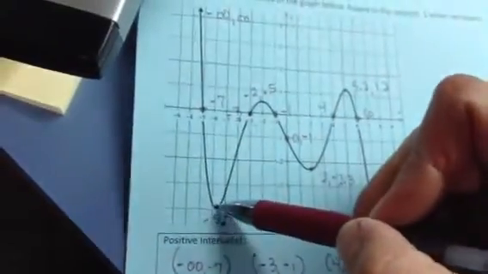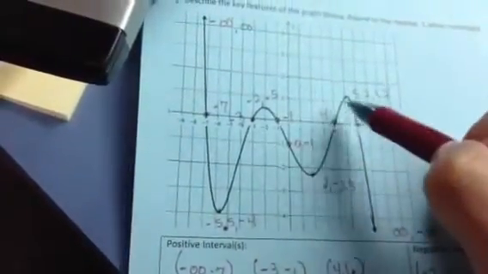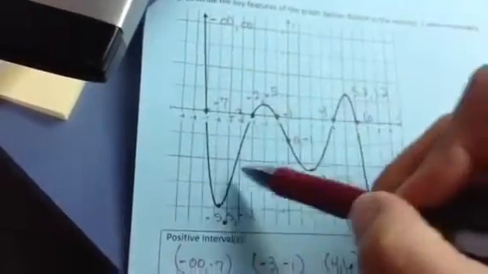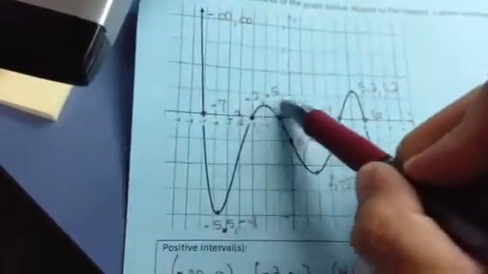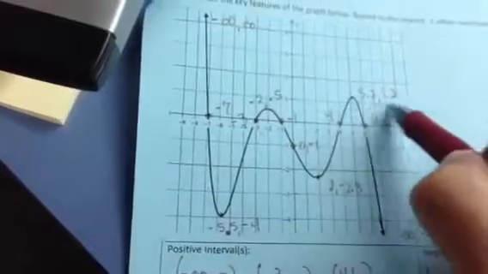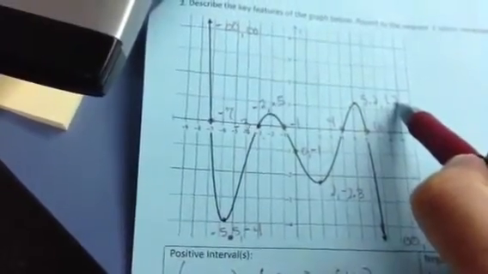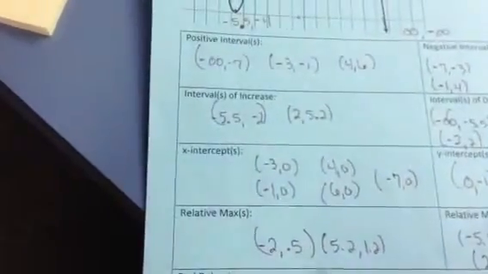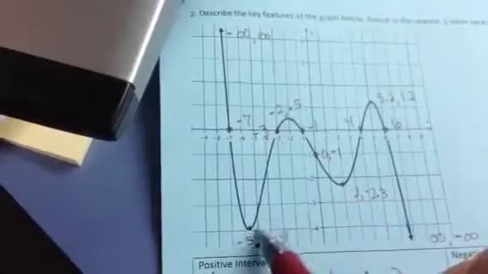And then I want the relative max and the relative min. The relative max and min are those turning points. So here's a turning point, turning point, turning point, turning point. So I've got 2 maxes and 2 mins. I'm just going to write this coordinate down and this coordinate down for my max. And then for my mins, I'll write these 2 coordinates down.